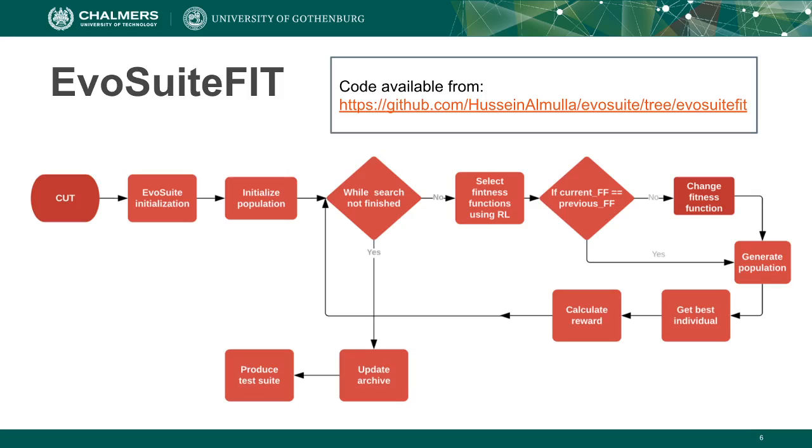Adaptive fitness function selection has been implemented within the EvoSuite test generation framework. We've added two reinforcement learning algorithms, upper confidence bound, which is a classic reinforcement learning approach that works well for many problems, and differential semi-gradient SARSA, or DSG SARSA, which is an approximate approach adapted for problems with large state spaces, for instance, test case generation. We call this overall framework EvoSuiteFIT.